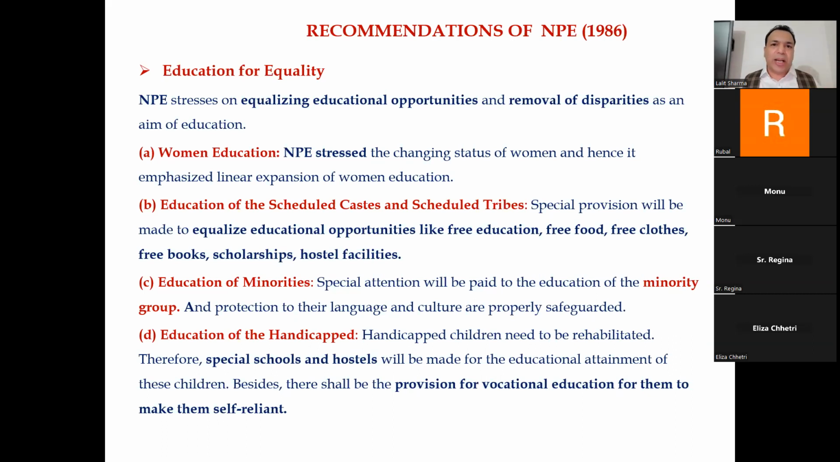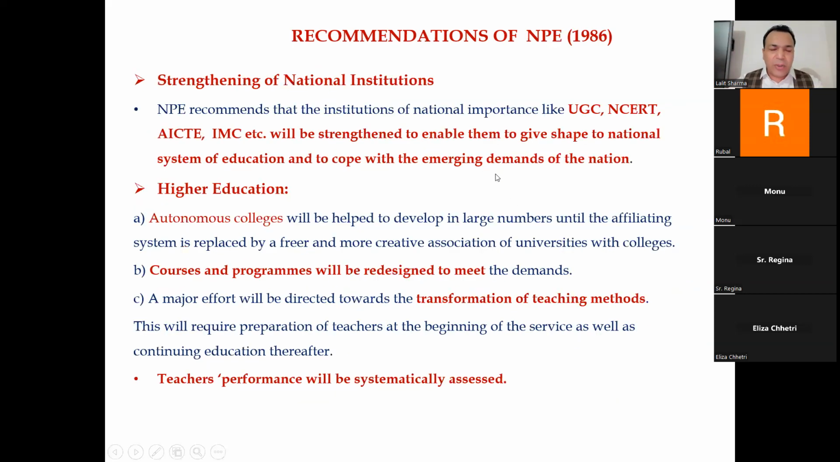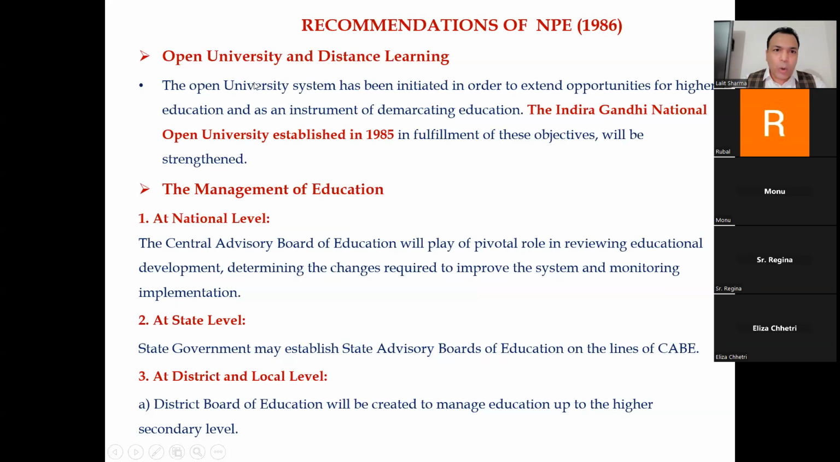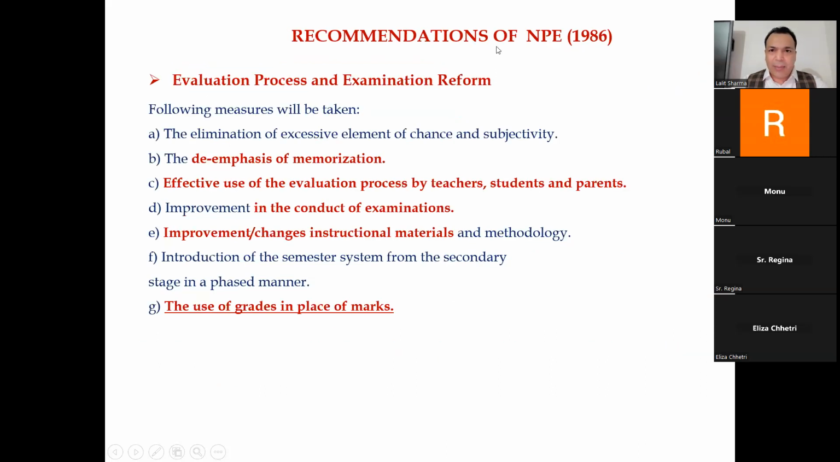Education for scheduled caste and scheduled tribe. So this national policy on education worked a lot for scheduled caste, scheduled tribe, women's education, education for minorities, and education for the handicapped also. This is an important point. Some of the other points you can take from the Indian Education Commission, but when NPE 1986 comes in your paper, you have to add these points, right, guys? Strengthening national institutions and higher education, open university and distance learning, which we have discussed. The management of education at national level, state level, district and local level, and recommendations of NPE on evaluation process and examination reform.